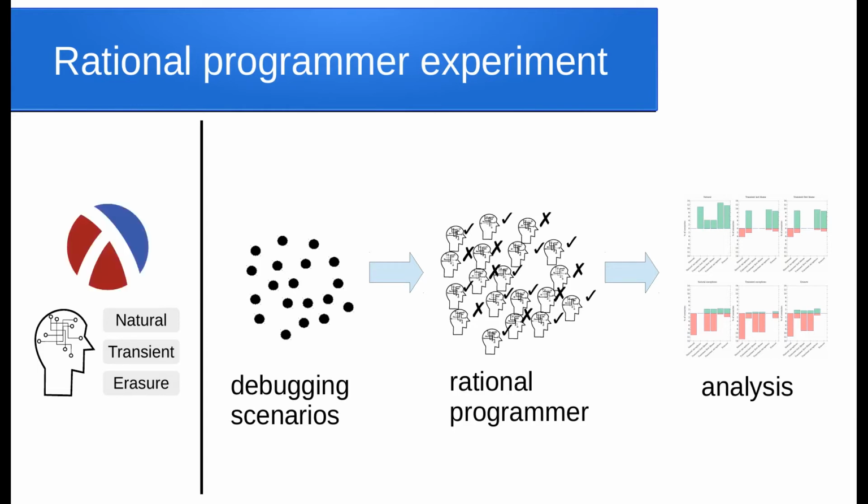And we'll do all of this in the context of Racket, using implementations of all 3 semantics based on typed Racket, and using debugging scenarios from typed Racket programs. But before we get into the details of the experiment, let's get some intuition for how the rational programmer works with each of the 3 semantics through an example.